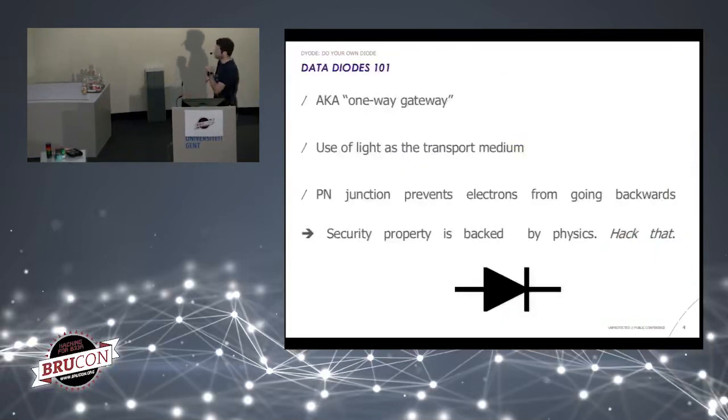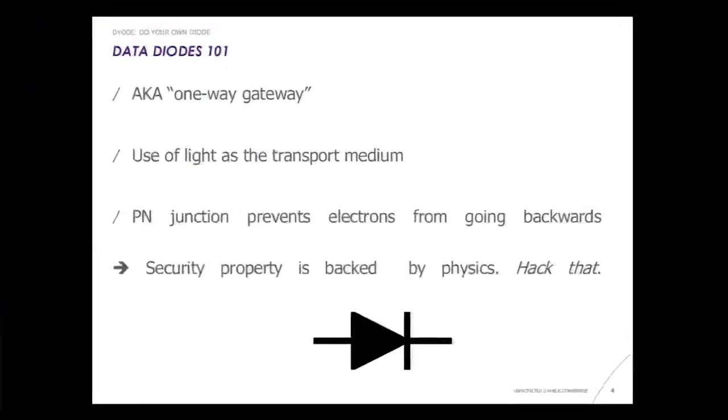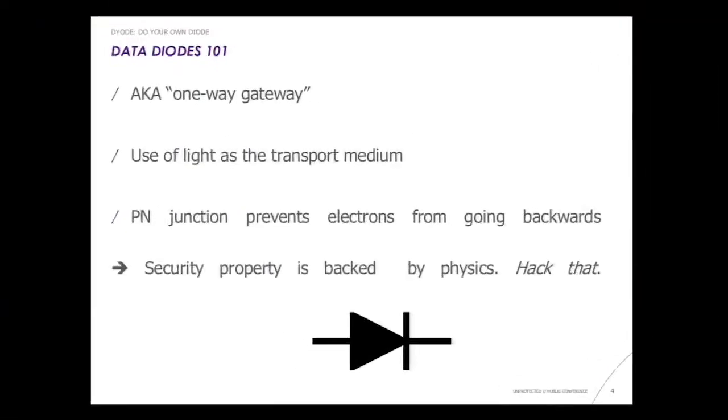Okay, now we're talking data diodes. Sometimes you will also encounter the term one-way gateway. The idea of a data diode is very simple. It's that the information goes one way and is not able to go backwards. That's really the simplest idea.